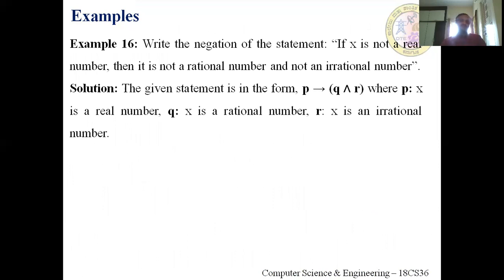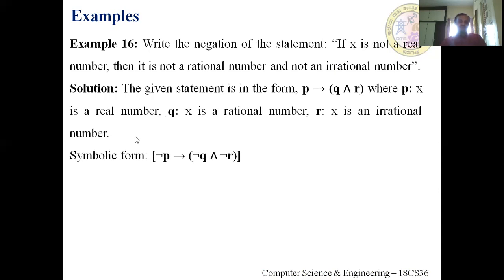Consider the last problem. Write the negation of the statement: If X is not a real number, then it is not a rational number and not an irrational number. First and foremost thing is we need to represent this in the symbolic form. For that, let us assume P as X is a real number, Q as X is a rational number, R as X is an irrational number.